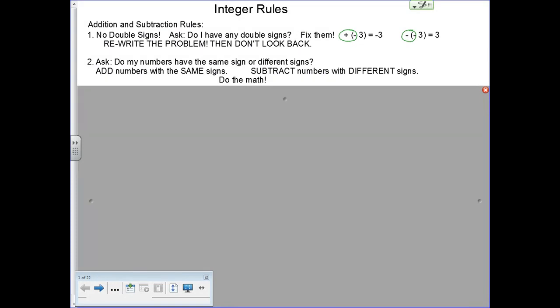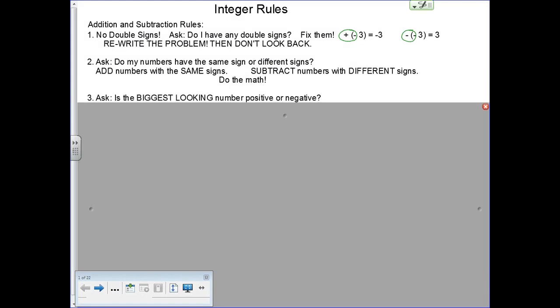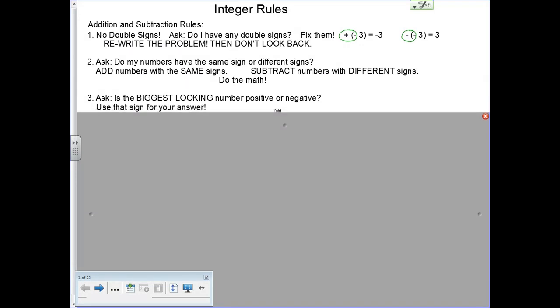Step number 3, once you've done the addition and subtraction, is to look back at that problem that you rewrote in the beginning and ask yourself, which of these numbers looks the biggest? Which one of these numbers has the largest absolute value? See, the biggest looking number will determine whether or not your answer is positive or negative. So if we can determine which is the bigger looking number, it's going to tell us what I should put for my sign for my answer. Okay, so let's take a look at a few examples real fast.